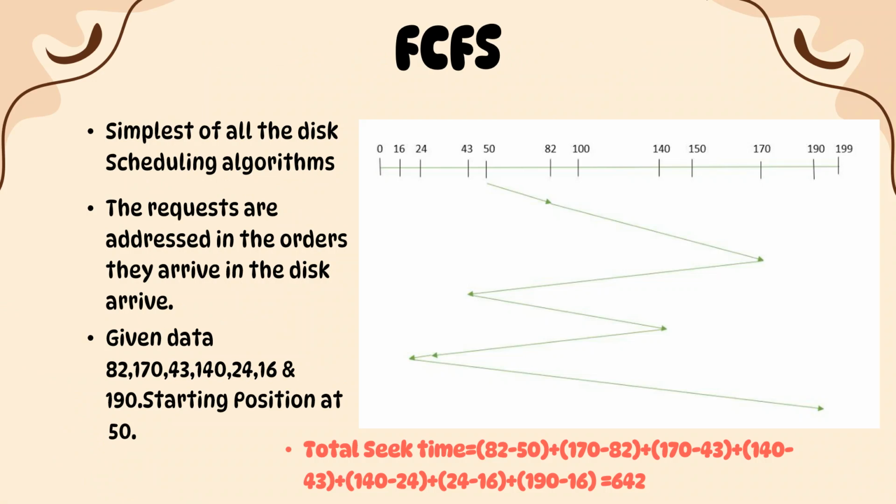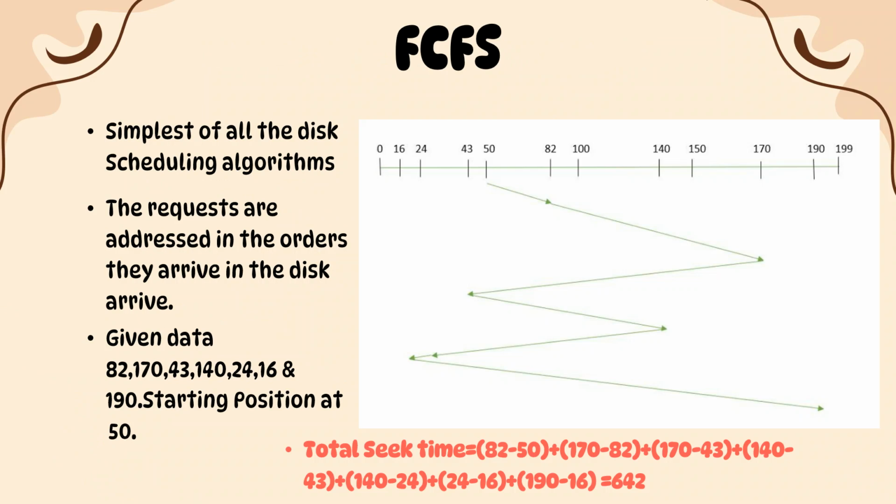Next we come to the first come first serve disk scheduling algorithm. This is the simplest and most straightforward of all the disk scheduling algorithms. Here the requests are addressed in the order they arrive in the disk queue. That is, the request which comes first will be served first. Let us see one example for this.